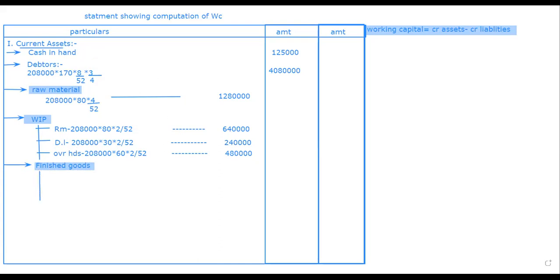So that's why everything will be the same. The only period that is going to change is here it is 2 by 52, but here it is going to be 4 by 52. 1 month means 4 weeks now. So everything is going to be the same. The rest all is going to be the same. So raw material, which is 2,08,000 units into price of raw material 80 into, now he said finished stock is going to stay in the stock for 1 month. 1 month means we convert into weeks, it is going to be 4 by 52.